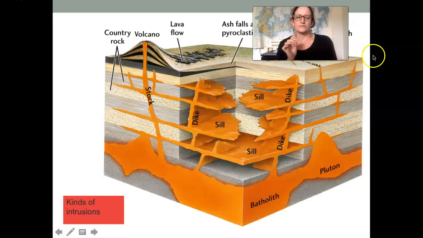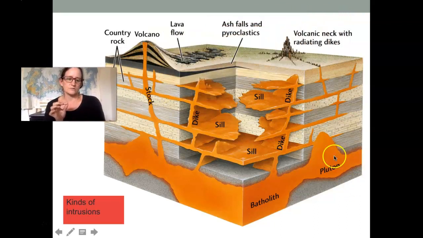All right, here are different kinds of intrusions. So that one I just read about was a pluton. It's kind of a big blob. A bigger blob would be like a batholith, and that would be like the kind of size igneous intrusion that underlies like all of Yosemite National Park or all of the Northeast Kingdom of Vermont. Big areas, many, many miles of igneous rock. Pluton would be smaller, like a mountain size.